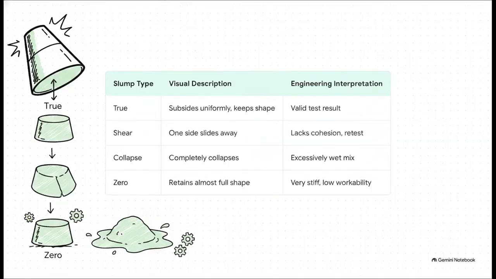You will definitely want to memorize this table for your exams. When you lift the cone, gravity takes over. A true slump subsides uniformly and mostly keeps its shape. That's a valid test result. A shear slump is where one side just kind of slides away. That tells us it lacks cohesion. The internal shear forces were just too great, and you've got to retest. A collapse means, you guessed it, the mix is far too wet. And a zero slump? That's when it just sits there, retaining its shape completely, meaning you've got a very stiff, extremely low workability mix on your hands.